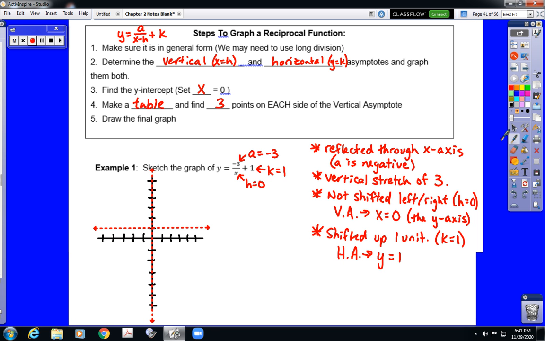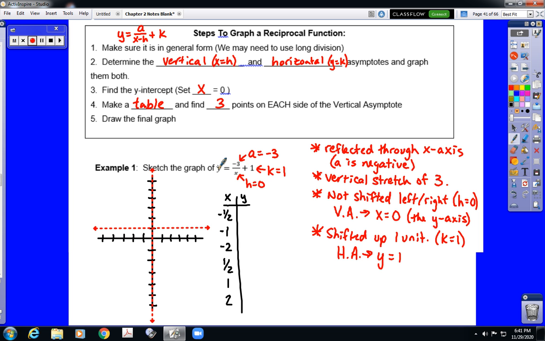So then we're going to create a table of values. We need 3 points to the left of our vertical asymptote. I would suggest that you use -1/2, -1, and -2. And 3 points to the right of the vertical asymptote, which I would suggest you use 1/2, 1, and 2. Again, that gives you values that are 1/2 a unit out on each side, 1 unit out on each side, and 2 units out on each side. We're going to take those x values and plug them in to this equation for x to solve for y. And you can use your calculator to do that.